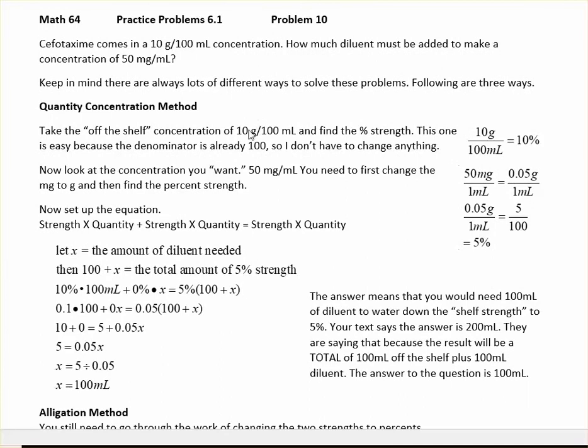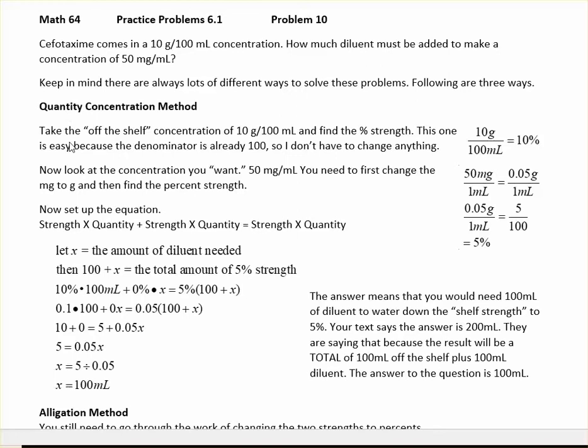And right off the bat, I want to point out that the stuff that's on the shelf is in grams. The concentration that I want to end up with is in milligrams, so I'm going to have to make a change there. So the first way I want to do this is using the quantity concentration method.